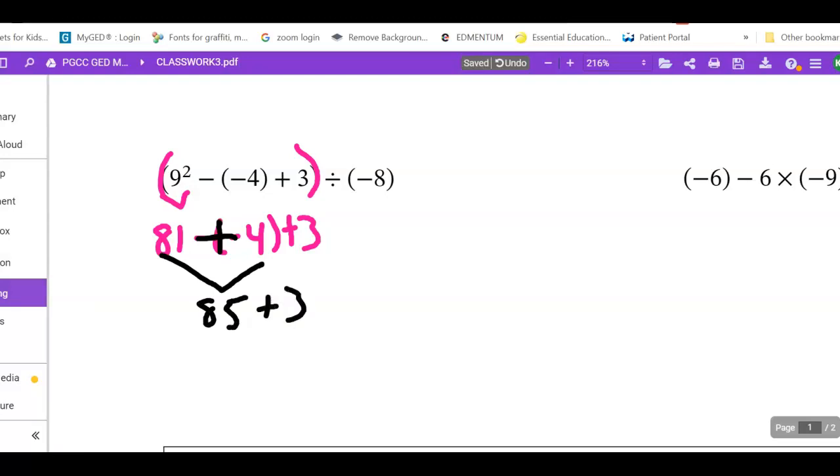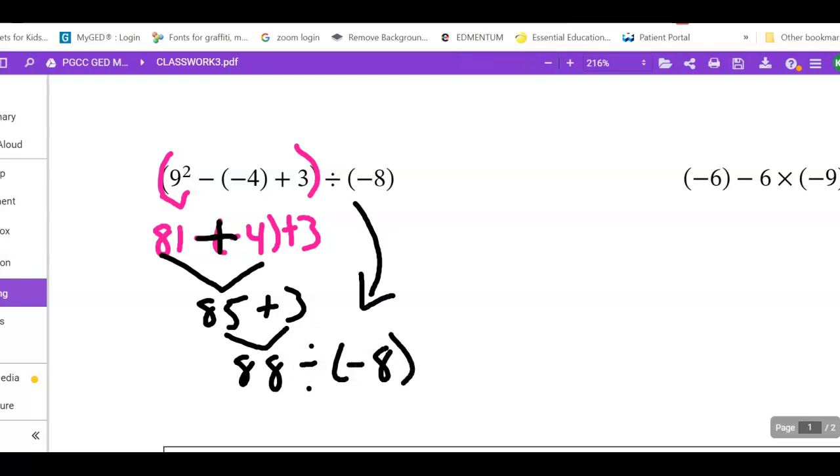Bring down your plus 3, so add 3 more to it. I'm going to get 88. Don't forget the rest of the problem. Now you got to bring that down. I have 88 divided by a negative 8. Well, negative divided by a positive, my answer is going to be a negative. And 8 will fit into 88 11 times. So final answer here, negative 11.